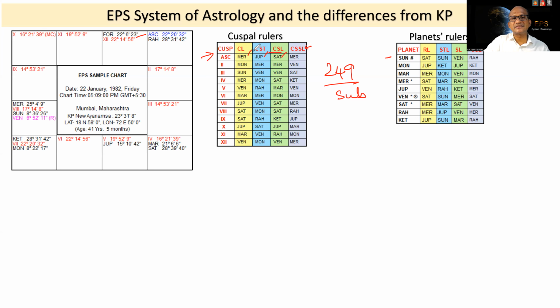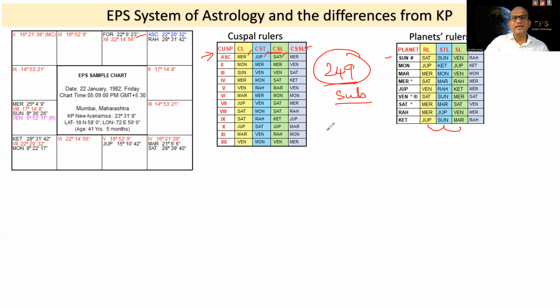So let us restrict ourselves to CL, CST, and CSL as the rulers of a house. All these rulers have ownership of the particular house: CL as cuspal lord ownership, CST as cuspal star lord ownership, and CSL as cuspal sublord ownership. Like Lagna, all the 12 cusps will fall in some Rasi, star lord, and sublord. Similarly, planets also fall in some Rasi, star lord, and sublord within the 249 subdivisions only.